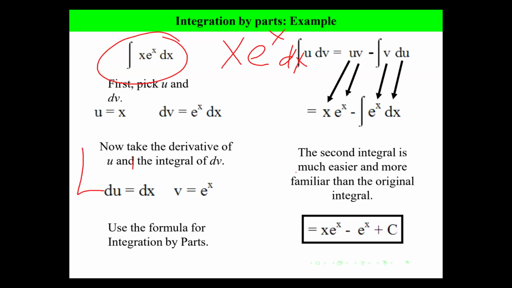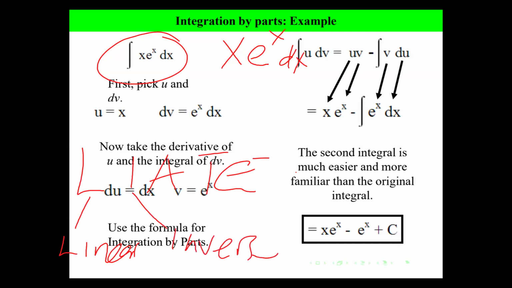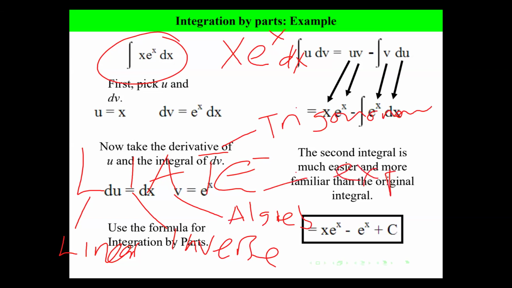Let me write something like LIATE. These are different forms of functions, if you remember. L is for linear functions. These are inverse functions, the inverted functions. Then these are algebraic functions. Then these are trigonometric functions. And these are exponential functions.